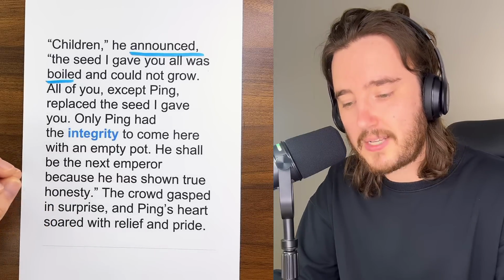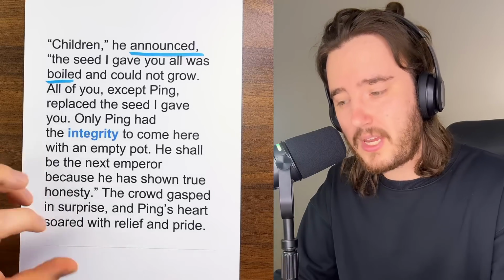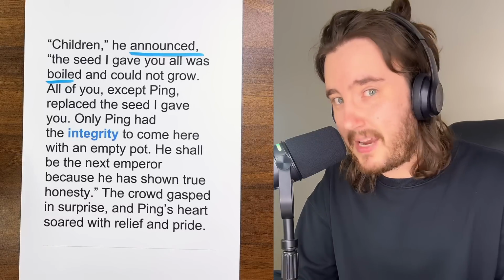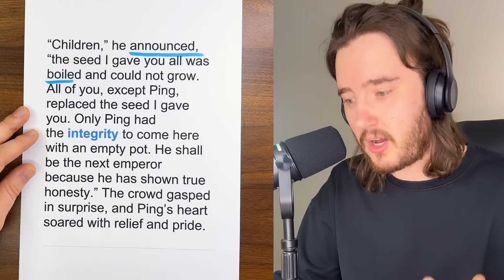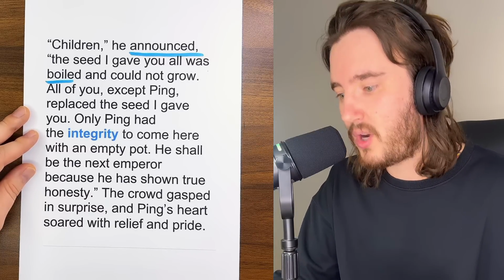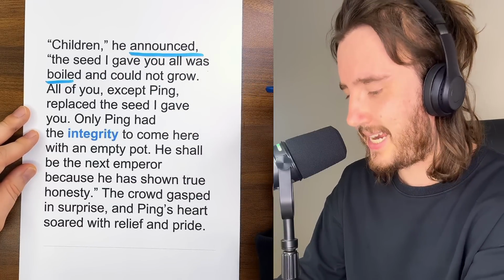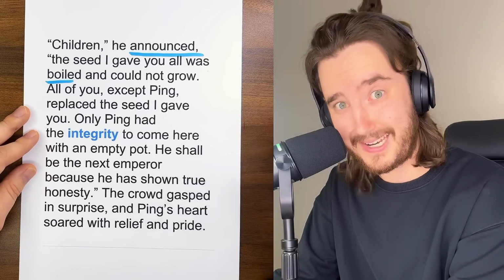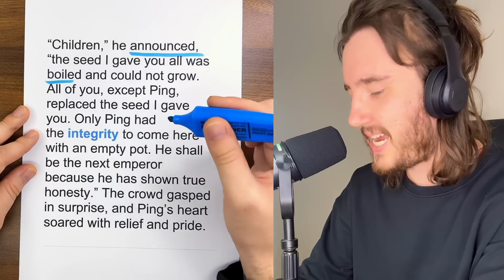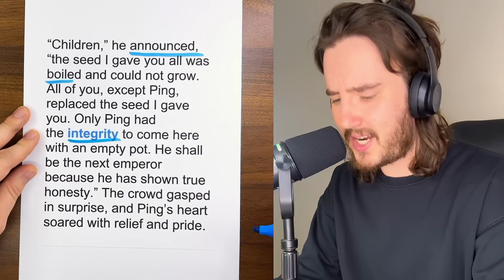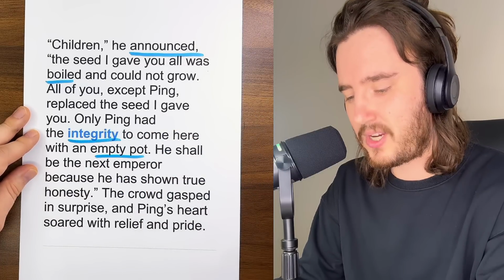He took all of the seeds, he put them in a pot of water, he turned up the heat, the water boiled, and that made the seeds unable to grow, right? Of course, if you boil seeds, that destroys them, and they are unable to grow, unable to sprout. "All of you, except Ping, replaced the seed I gave you." So in other words, all of you cheated. "All of you used a new seed, a healthy seed. Only Ping had the integrity, the honesty to come here with an empty pot. He shall be the next emperor."